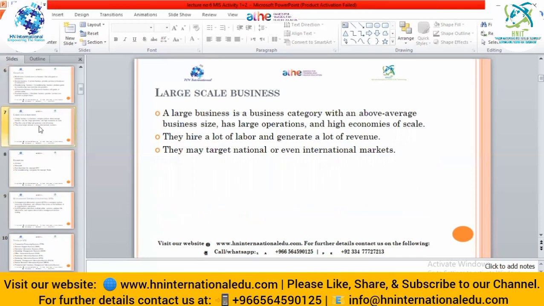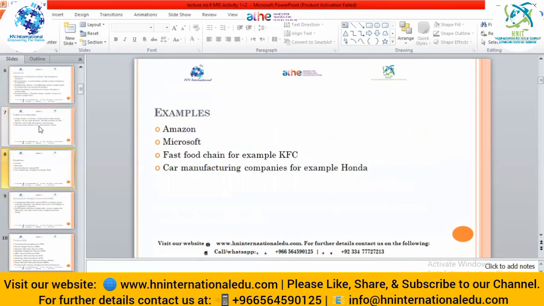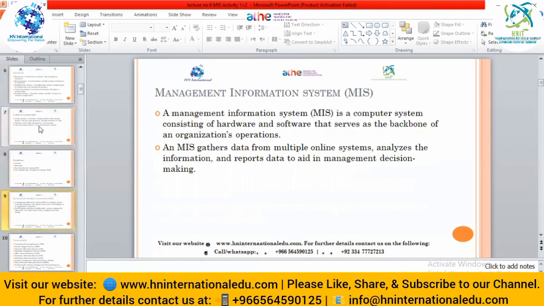In large scale businesses, there are different organizations that are interlinked with one another, and they have a lot of labor, and they are generating a lot of revenue. They can handle consignments on the national level or on the international level, like Amazon, Microsoft, a fast food chain, for example KFC, or car manufacturing companies like Honda. So they are the large businesses.